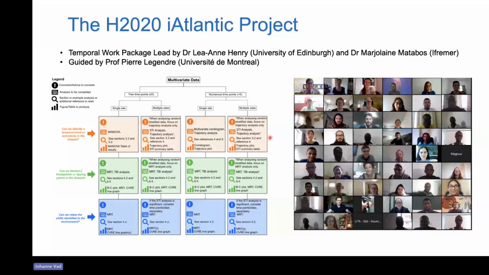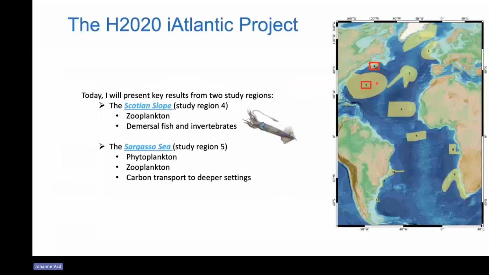So more focusing on my work, I was responsible to analyze data from two study regions, the Scotian Slope here offshore Nova Scotia, and then the Sargasso Sea. From the Scotian Slope, we have zooplankton and demersal fish and invertebrate time series.